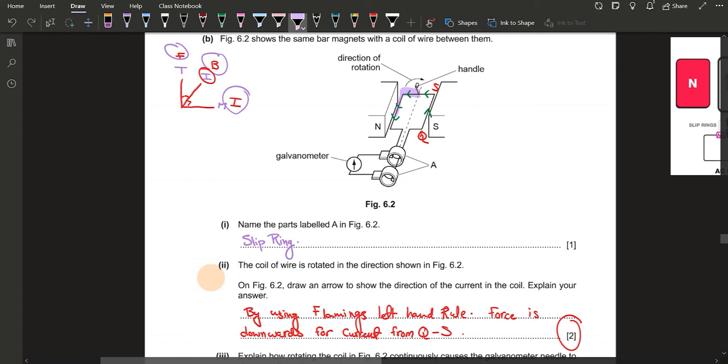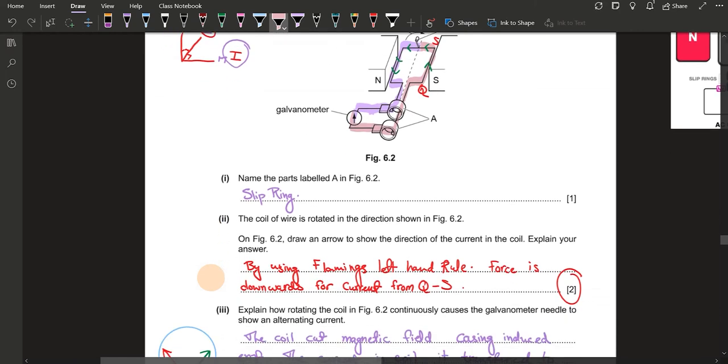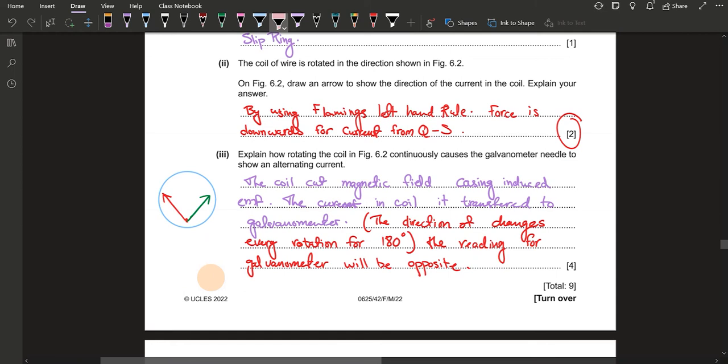And if you're wondering how the current travels from the coil to the galvanometer, you can see here that the direction of current is like this, and then from here it travels from the coil to the galvanometer from here, okay? And when you change the direction to the other direction, it's going to be like this. It will travel from here to the galvanometer, so it's going to be like this, and the galvanometer reading will keep on changing. And we are done with question number 6.